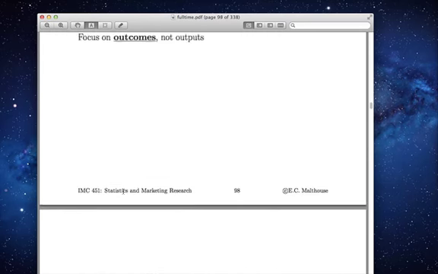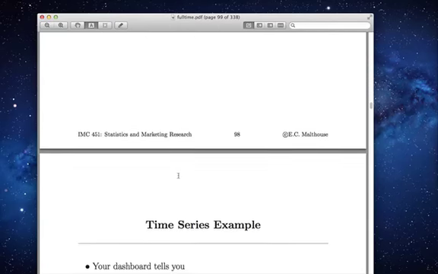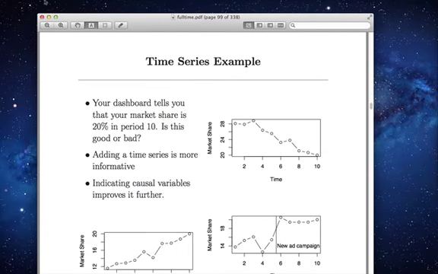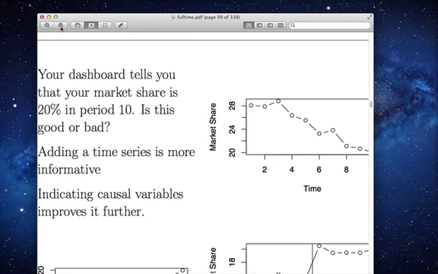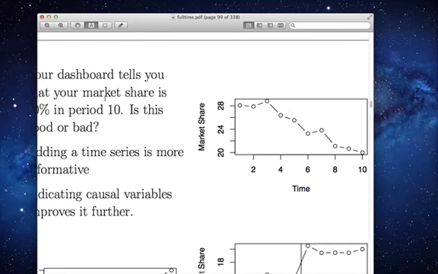All right, so let's take a look at the second bullet. So purely descriptive graphs over time have some value. So let's say that my dashboard tells me that my market share is 20% during month 10. So is this good or bad? The answer is I don't know. Okay, so adding a time series around this will make it much more informative.